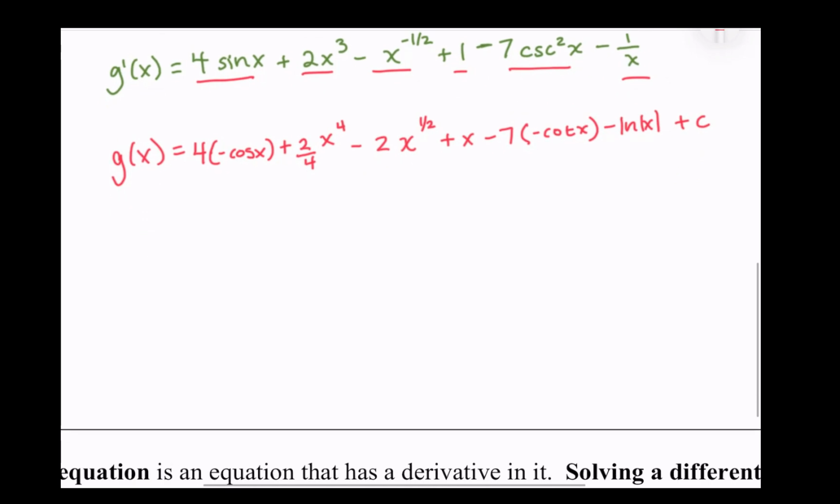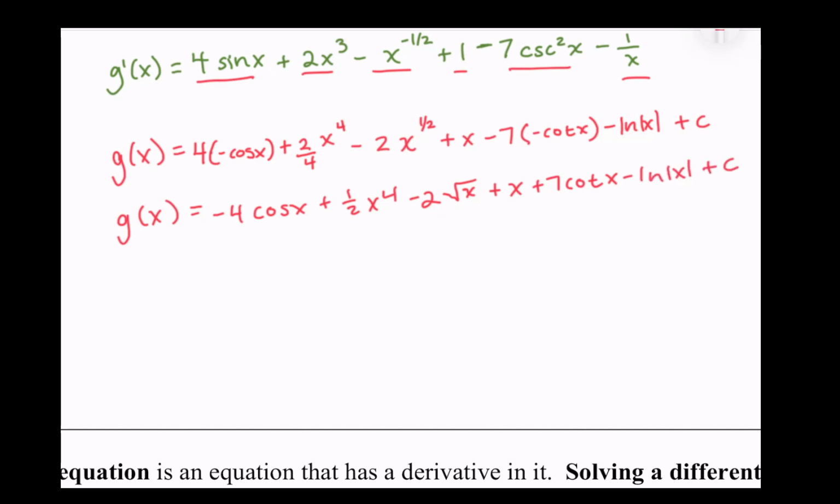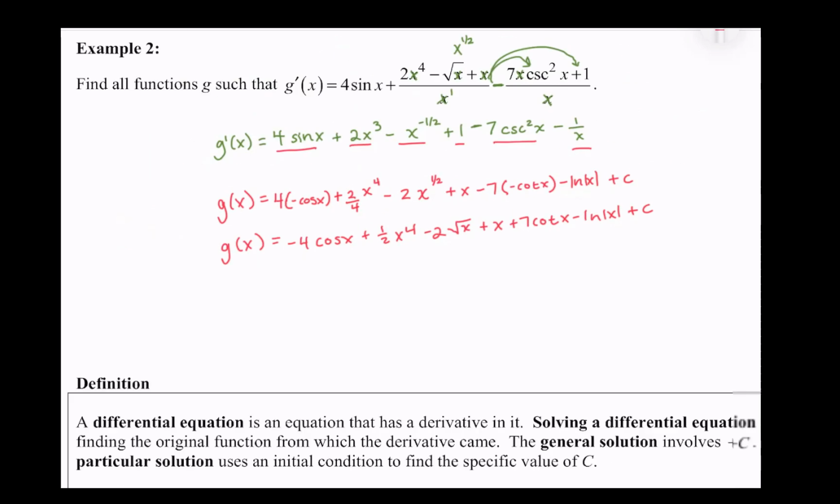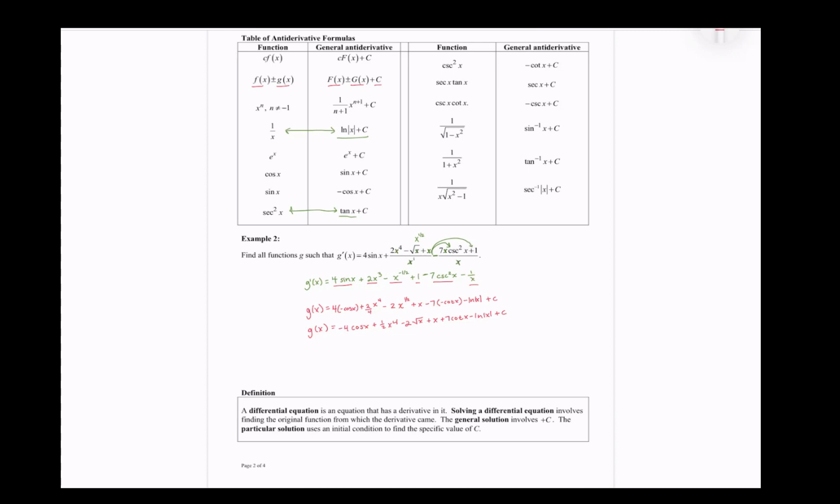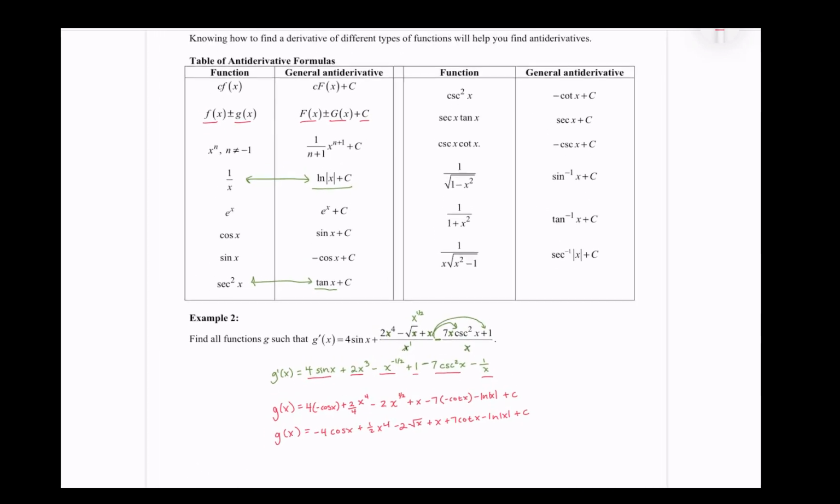We can clean this up with a little bit of algebra. So my final form that I would write this is negative 4 cosine of x plus 1/2 x to the 4th minus 2 square root of x plus 7 cotangent of x minus ln of x plus c. And that's a beautiful antiderivative. Okay, so yes, these are some rules that you'll have to memorize, but remember, if you can do derivatives, you can do antiderivatives.